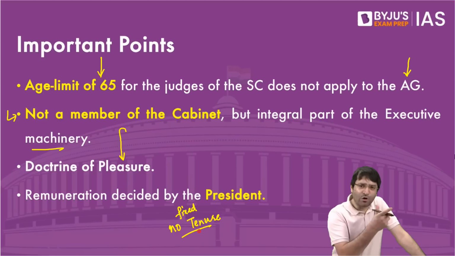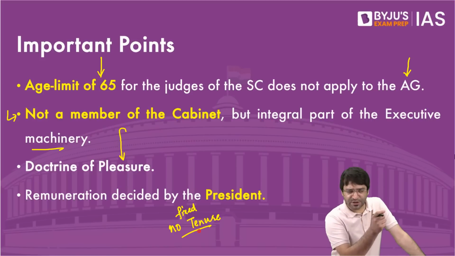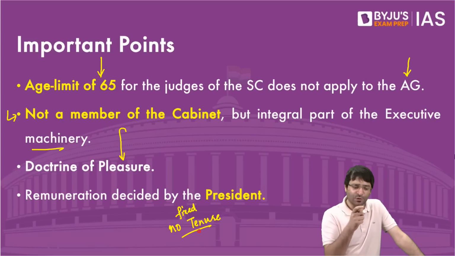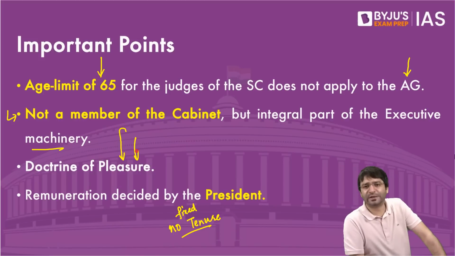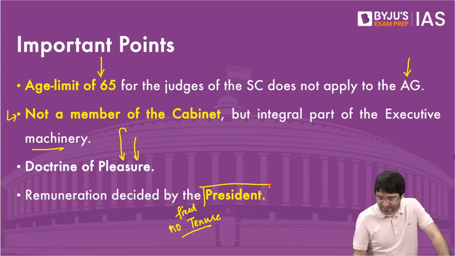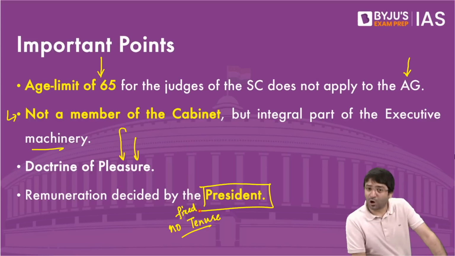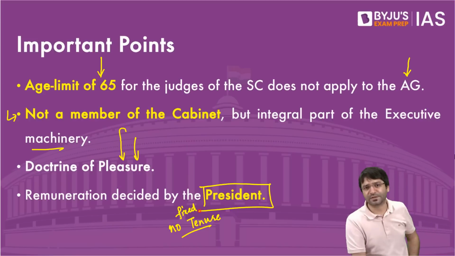That means this tenure is not defined. At any point in time, the President can appoint you as the Attorney General, and the President can remove you as well on the advice of the Prime Minister. And that is what we call the doctrine of pleasure. And what is going to be the salary, what is going to be the remuneration to be provided to the Attorney General, that is also decided by the President of India on the advice of the Prime Minister and his Council of Ministers. And now you will understand it is on the advice of the Cabinet, not the entire Council of Ministers. Clear?